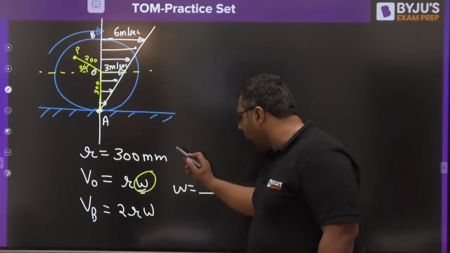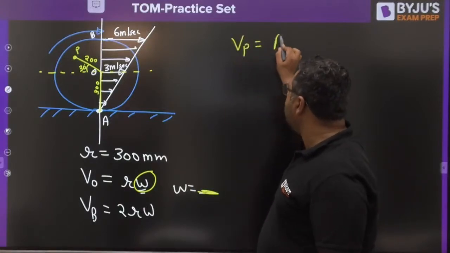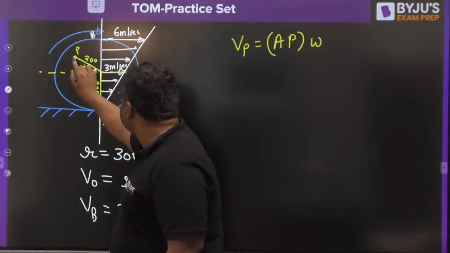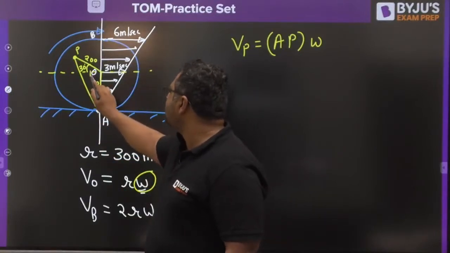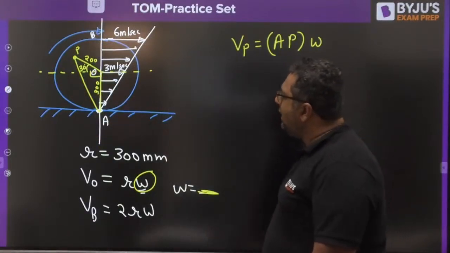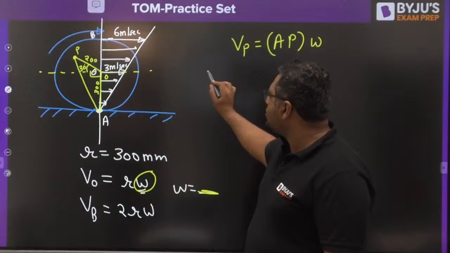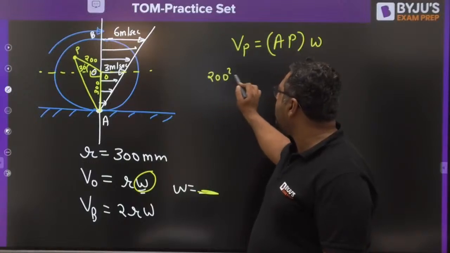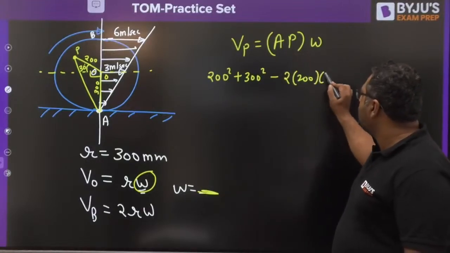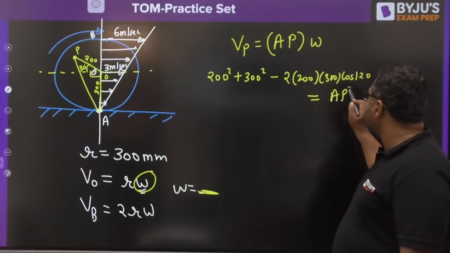So if you find out omega using this, you just need to write velocity of P is nothing but AP into that omega. And AP you can easily find out because this is 30, this is 90, this is 300, this is 200. You just need to apply the cosine rule and you will be able to write, as you have given this point as O, 200 square plus 300 square minus 2 into 200 into 300 cos 120 is equal to AP square.